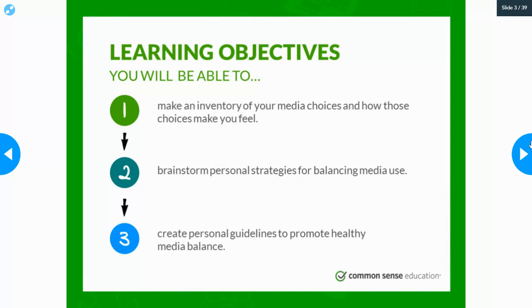The learning objectives for this activity are you will be able to make an inventory of your media choices and how those choices make you feel. So basically you're going to make a list of how you use media and how it makes you feel when you do that. I know, fun.